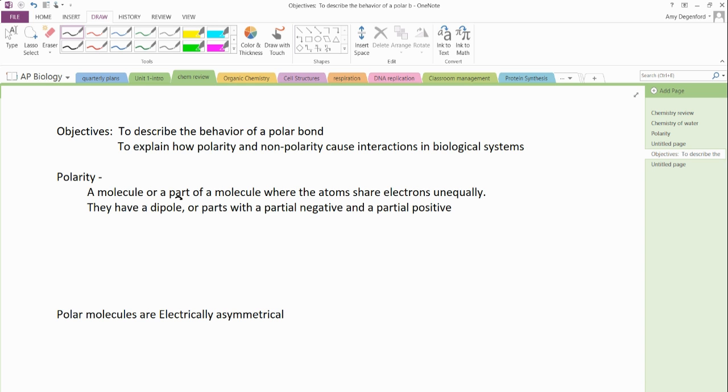And this ends up resulting in a dipole where those two atoms, or a small group of atoms, end up with a partial negative and a partial positive charge. Now, it's not going to be a full charge, because if that were the case, then we would be looking at an ionic bond. They're still sharing, they're just sharing things unequally.